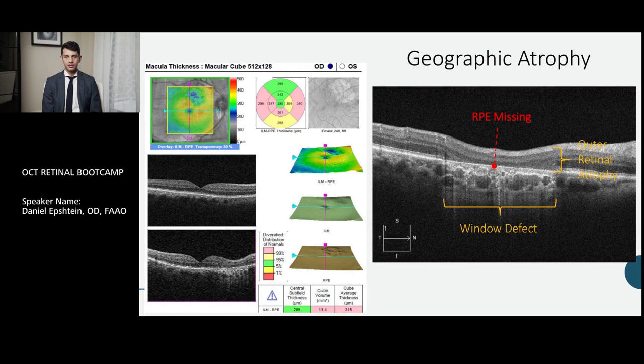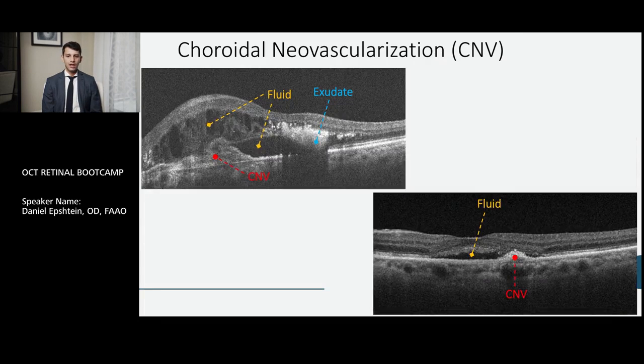Geographic atrophy is when you really lose that RPE and you end up getting a lot of outer retinal degeneration. So again, that inner retina tends to collapse down. You end up getting a window defect because now the RPE is not reflecting or absorbing any of the OCT signals, so you can really see into the choroid with great detail. And then choroidal neovascularization we already went over, where you see the net, which is hyperreflective, and then of course you're going to have the collection of fluid and exudates.